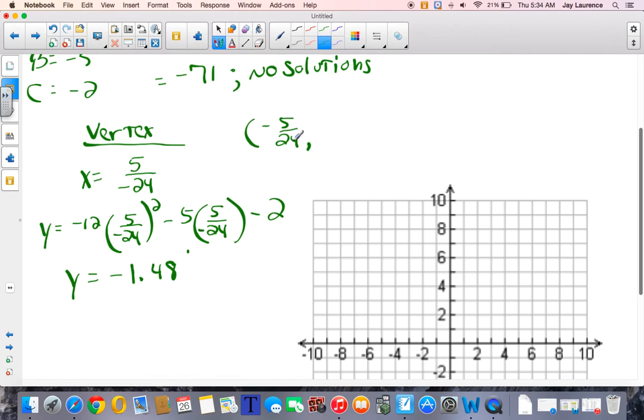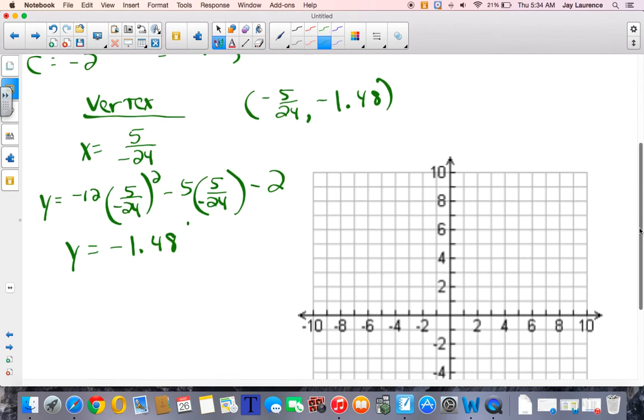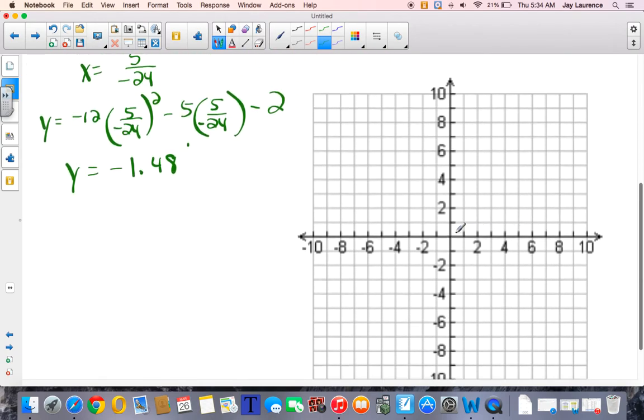So my vertex is happening at negative 5/24, which is about 1/5, a little bit more than 1/5, and negative 1.48, which is a little bit less than 1.5. So my vertex, negative, or about 1/5, right? And then down 1.5, about. So it's going to be right about there.